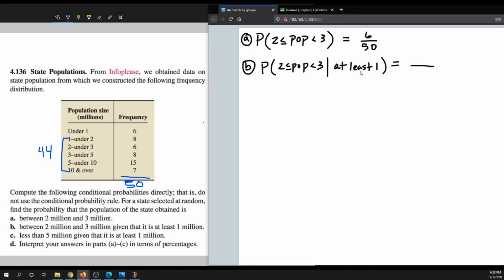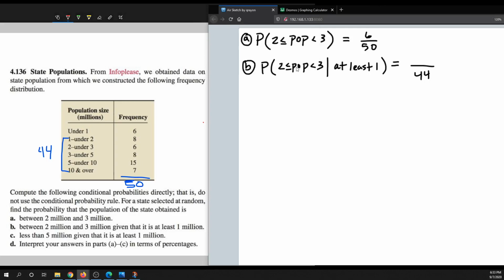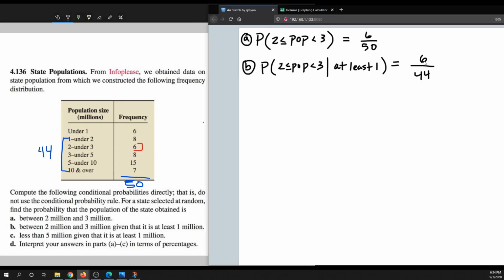We are only looking at states that have at least 1 million in population, right? So this bottom number is going to be 44. Next up then, what we want for the top number is the number of states that have a population between 2 and 3 million. So that is going to be just this group right here. Of these states, the ones that have a population between 2 and 3, there's 6 of those. So the probability is going to be 6 out of 44.